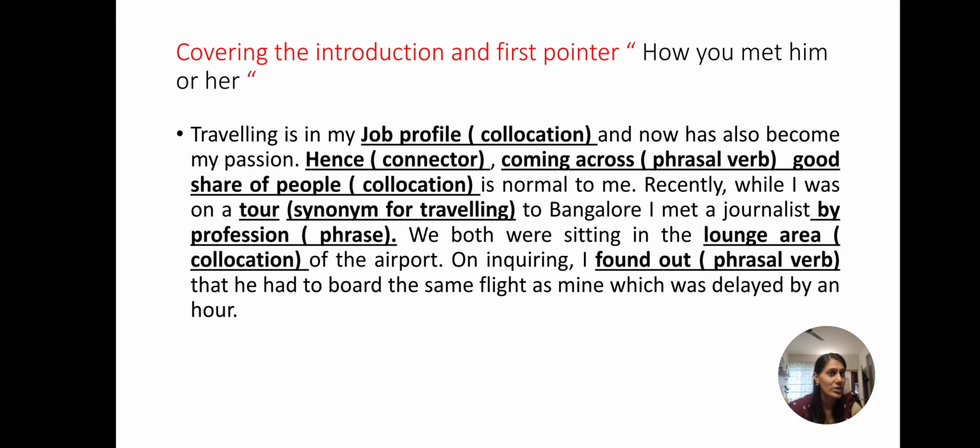So, covering the introduction and first pointer: how you met him or her. Traveling is in my job profile. Now, job profile is a collocation.